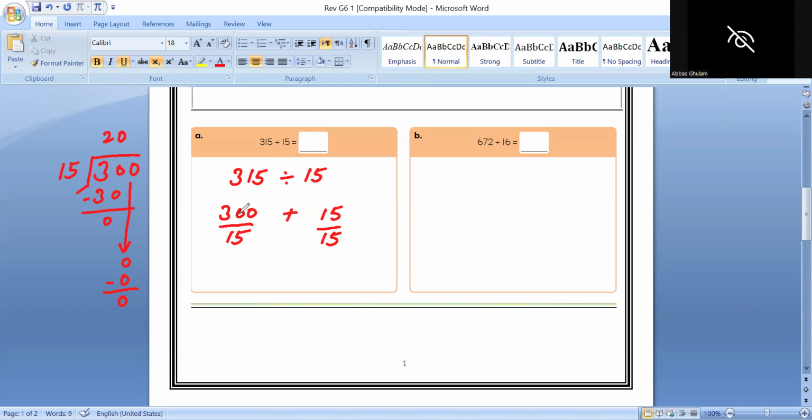So if I divide 300 with the help of 15, it is equal to 20. If we divide 15 with the help of 15, it will give me 1. If we add them, it will equal 21. So I can write here 21. If you use the other method, the answer will be the same. Let's try the long division method in this question.